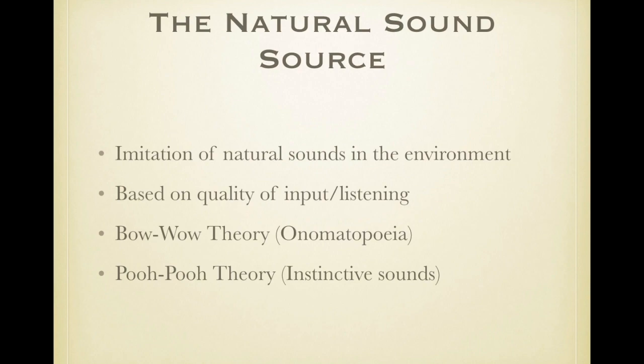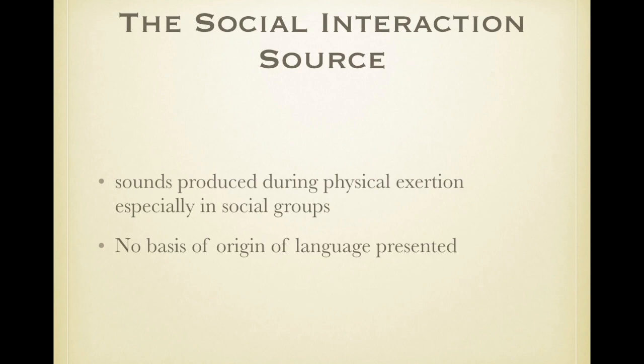The social interaction source sees sounds produced during social gatherings, especially for coordinated interaction, as the origin of language. Social context comes in for the first time in these speculations, but sounds so produced are not the origin of language. Rather, these sounds refer to the usage of language in a society.